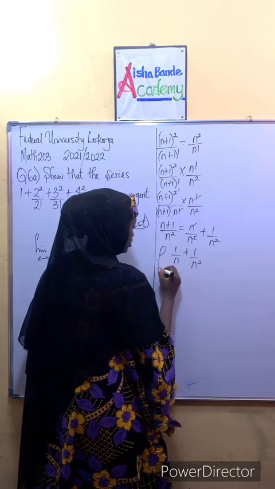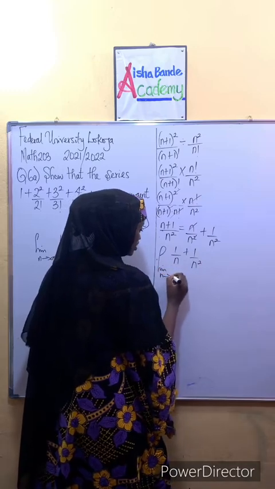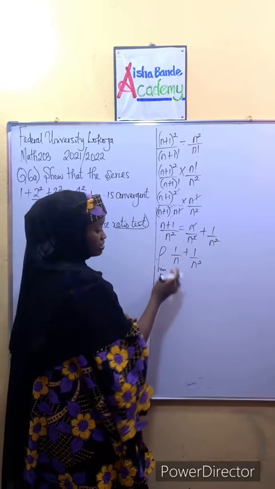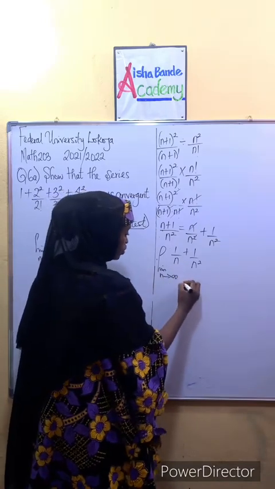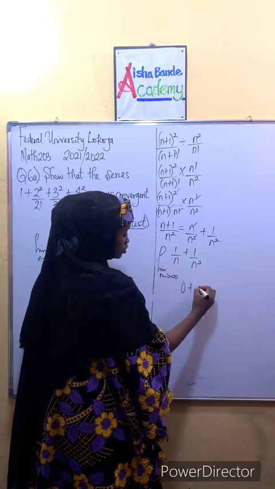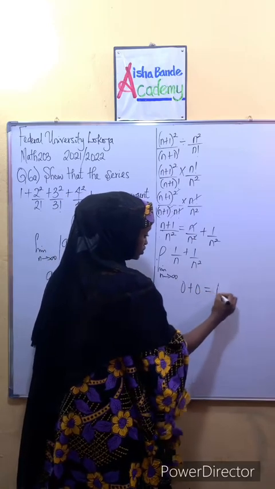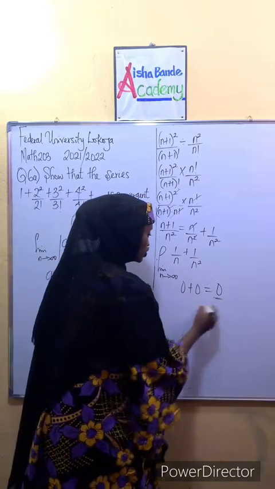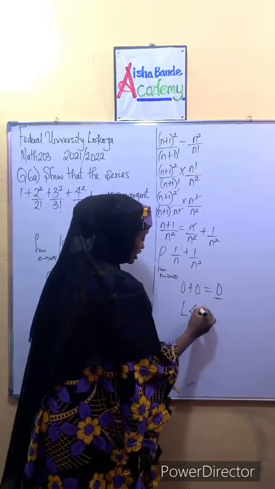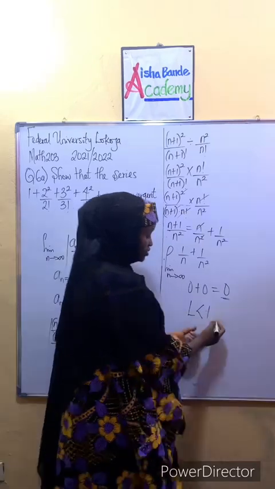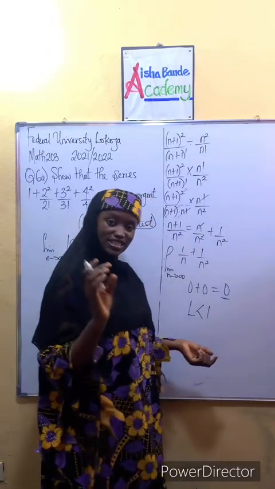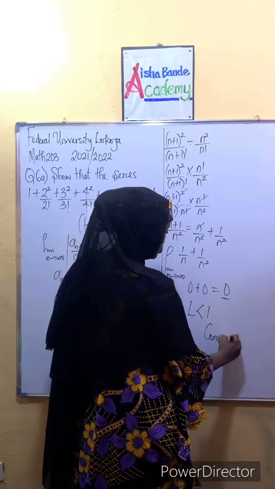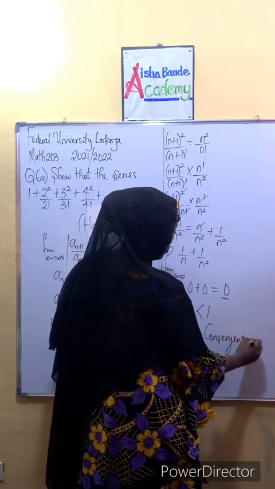From here we can take the limit as n tends to infinity. When we take the limit as n tends to infinity, 1 over n becomes 0, plus 1 over n squared also becomes 0. 0 plus 0 is equal to 0. So we have our final answer to be equal to 0, and this shows that L is less than 1. As I explained earlier, when L is less than 1, it means that the series is convergent.